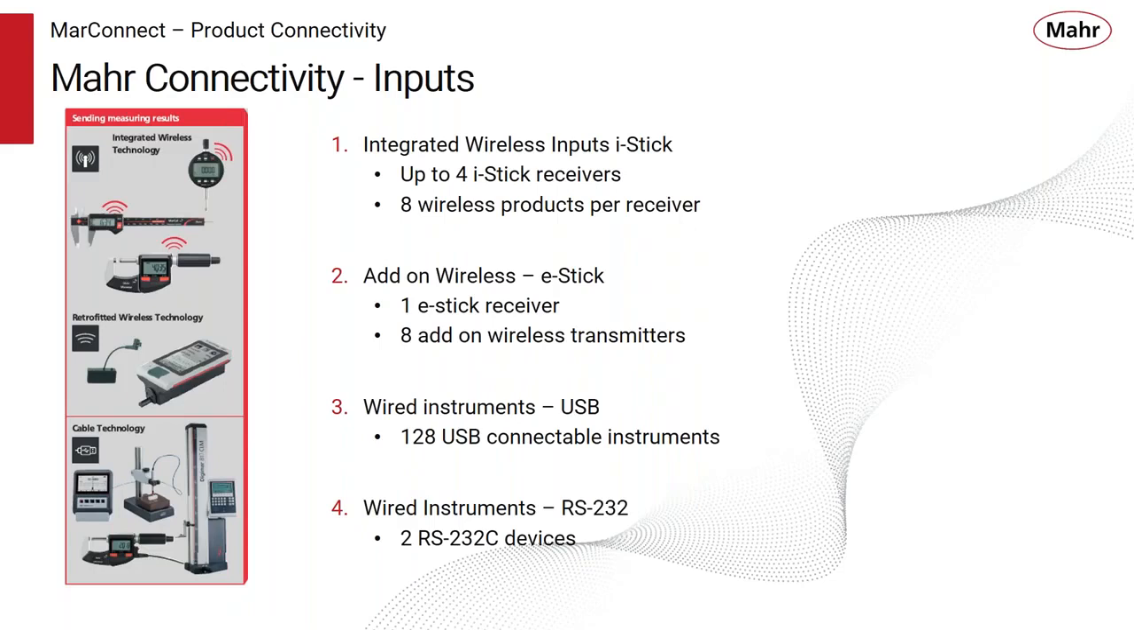We have our unique Mahr Connect cable system using the USB connectors, and you can connect up to 128 products through the USB port using low-cost USB multiplexers. Nothing special required with those. And we also can take 2 RS-232C devices, like our column gauges or our height gauges and so forth, and they can be used with MarCom. So lots of options on the input side.